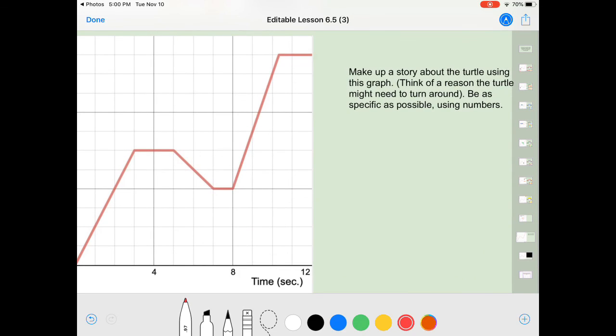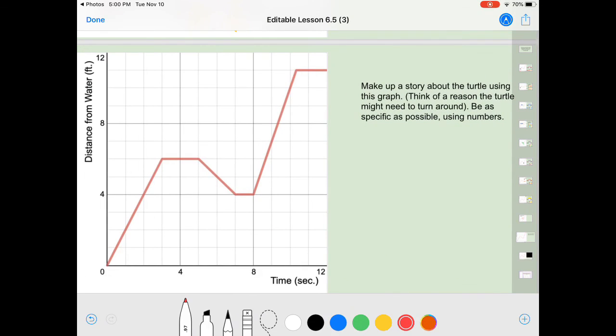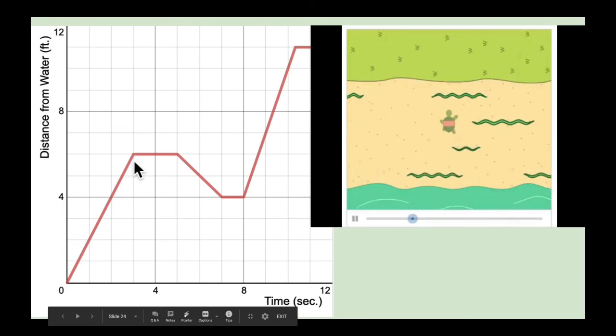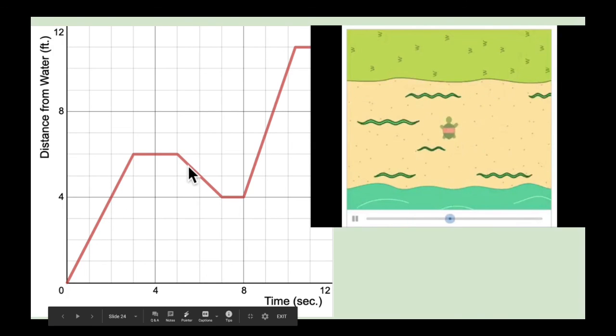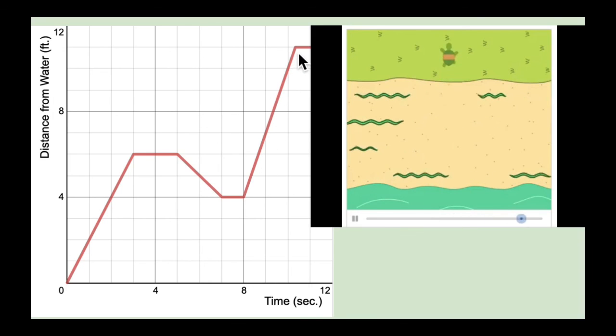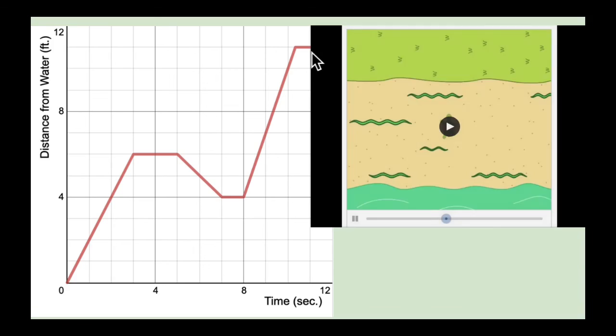So you can take time to make up your own story about this turtle, or watch this animation for an idea. Our turtle starts off at 0, 0 in the water. He starts walking for 3 seconds, then he pauses for 2 seconds, then he walks backwards, then he pauses for a second, and then he goes as fast as he can, and then pauses in the last bit of his journey. So this story about the turtle was saying that the snakes were causing him to move backwards to protect himself, and then to go even faster so that he could get out of the way.